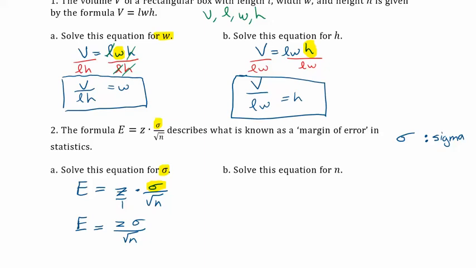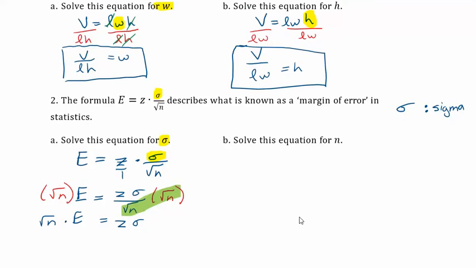All right, so let's say we want to get rid of the square root of n. So it's being divided by the square root of n. So to eliminate the square root of n from the right-hand side, we're going to multiply. Multiplication undoes division. So now on the left-hand side, we'll have square root of n times E equals, and then on the right-hand side, we're just going to have z sigma, because these guys are going to reduce to 1.